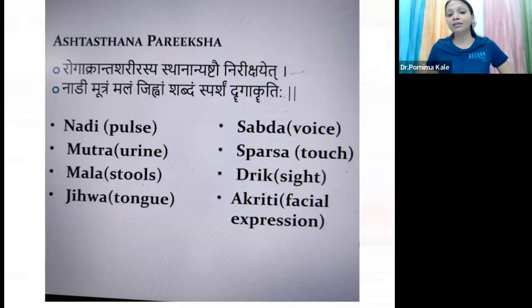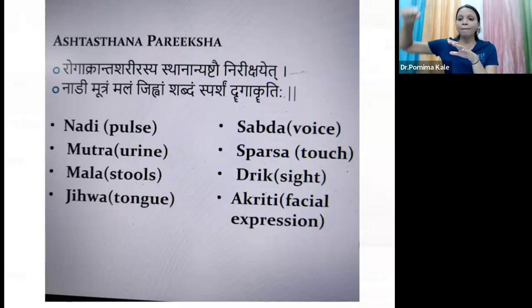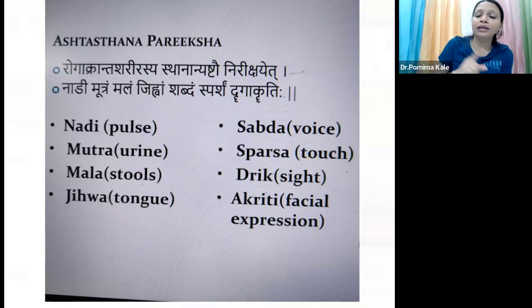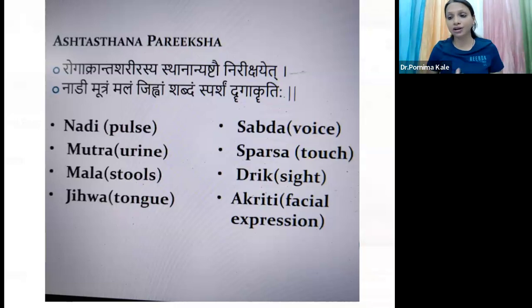Okay, shabda, that is voice, touch, sight, and akriti. Here it is given as facial expression, but I am not expecting that facial expressions should be considered here. The overall appearance, overall weight, is to be examined here. Why is shabda necessary? See, if we are doing local examination of the knee joint, when we move that knee up and down, and if you hear a crepitus sound, ऐसे knee से एक sound आ रही है, then you can think that it can be a degenerative type.